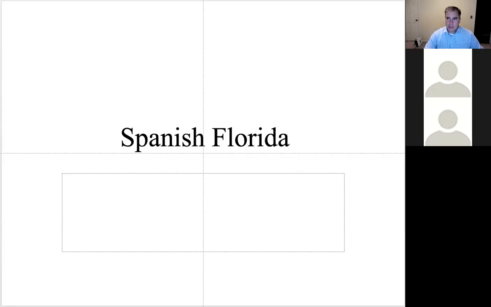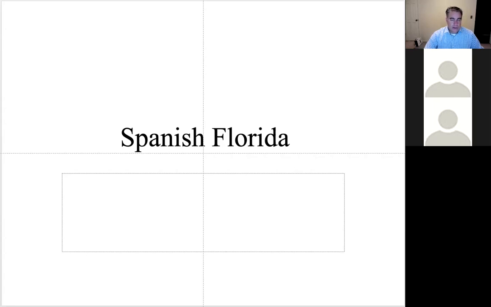We're talking about Spanish Florida, and again, it's a subject that's often sorely neglected in historical geography textbooks. So I'm going to cover some stuff that is not really in your main textbook, but you will have access to it. And I've got some older maps, so here we go.